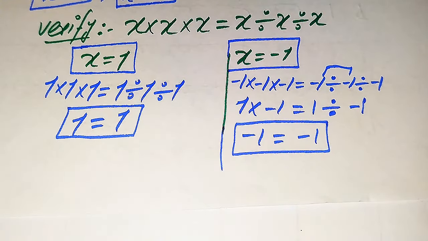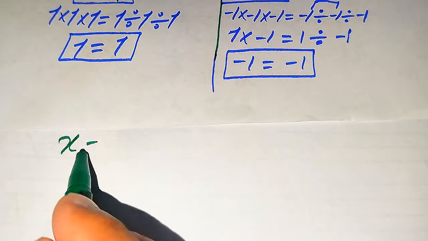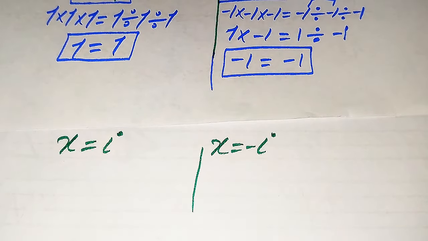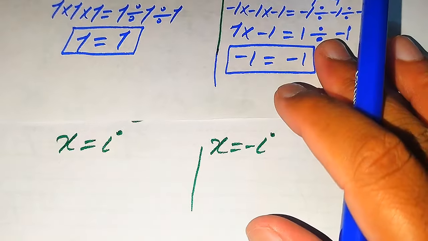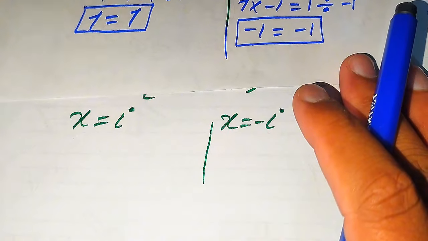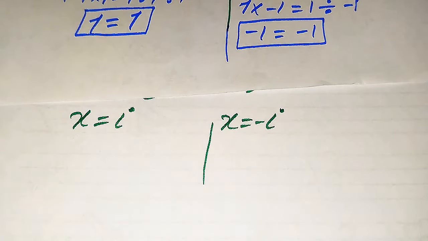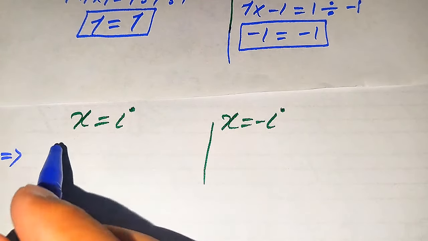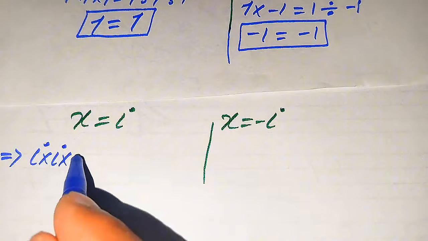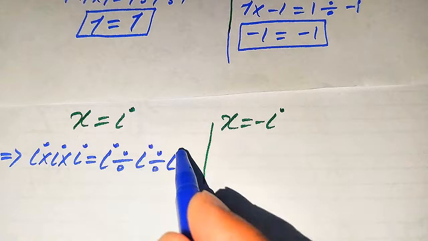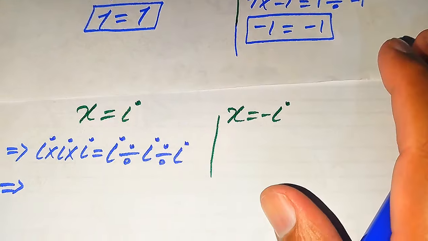Now we move forward and verify the other roots of the given equation. Here we verify x equals plus iota, and here we verify x equals minus iota. So now we substitute these two roots into the given equation. When we put x equals iota into the left hand side of the given equation, it will become iota multiplied by iota multiplied by iota is equal to iota divided by iota divided by iota.